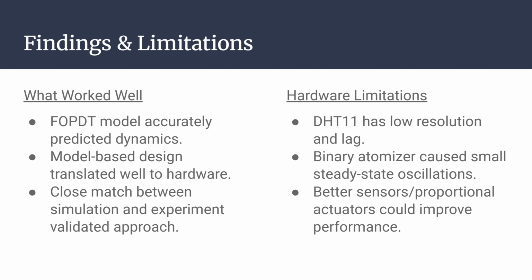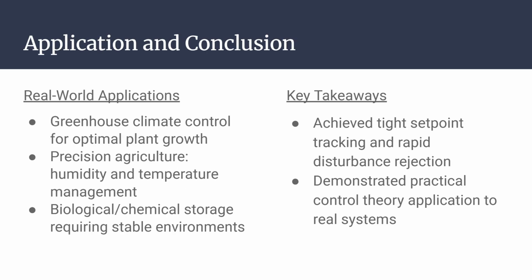As for limitations, our DHT11 did have low resolution and lag. Our binary atomizer caused small steady state oscillations. And potentially for improvement in the future, if we were to do this again, we would use better sensors and/or proportional actuators.